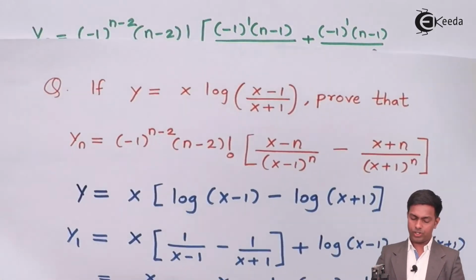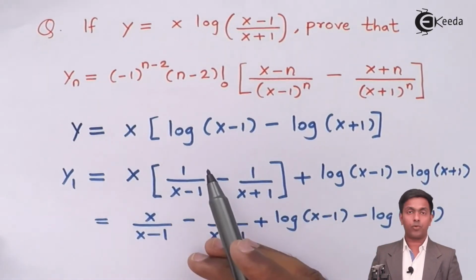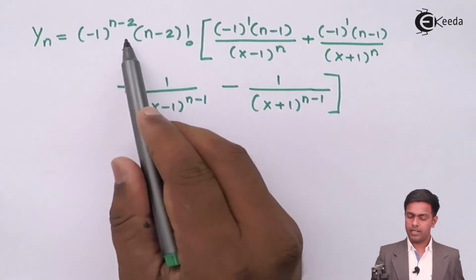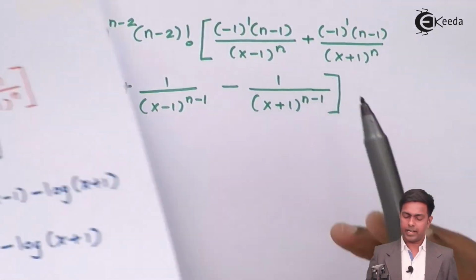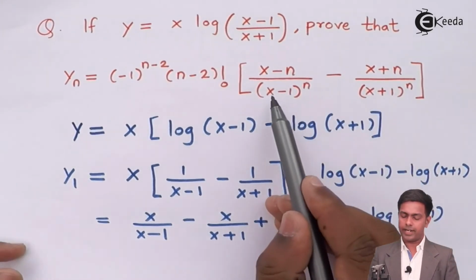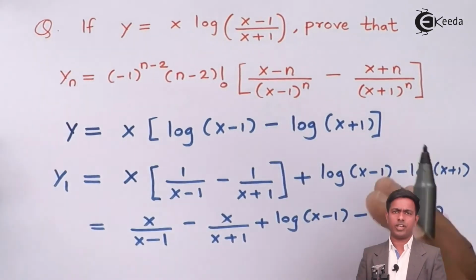So according to the question, we have to prove yn as this. Out of that, we got these two terms outside. Now we have to simplify the bracket and get this solution. In the bracket, we should get (x minus 1) raised to n in the denominator and (x plus 1) raised to n. So let's find it out.